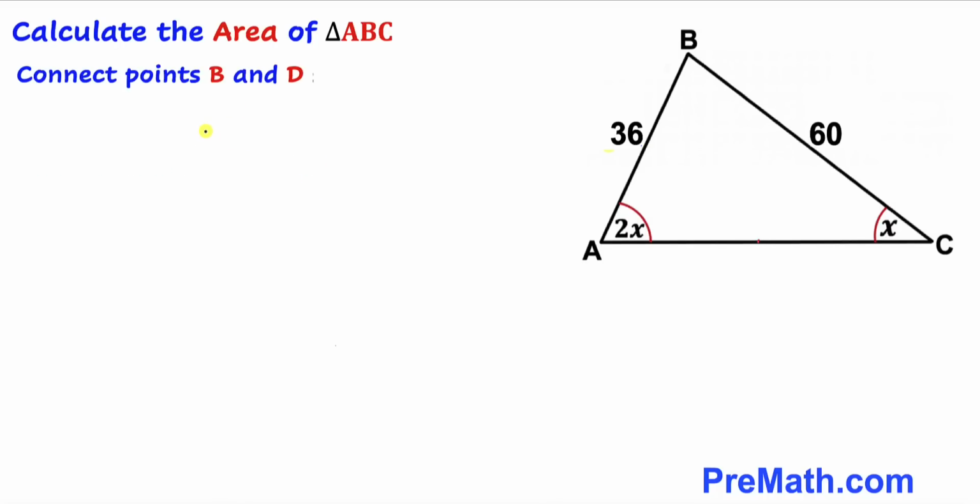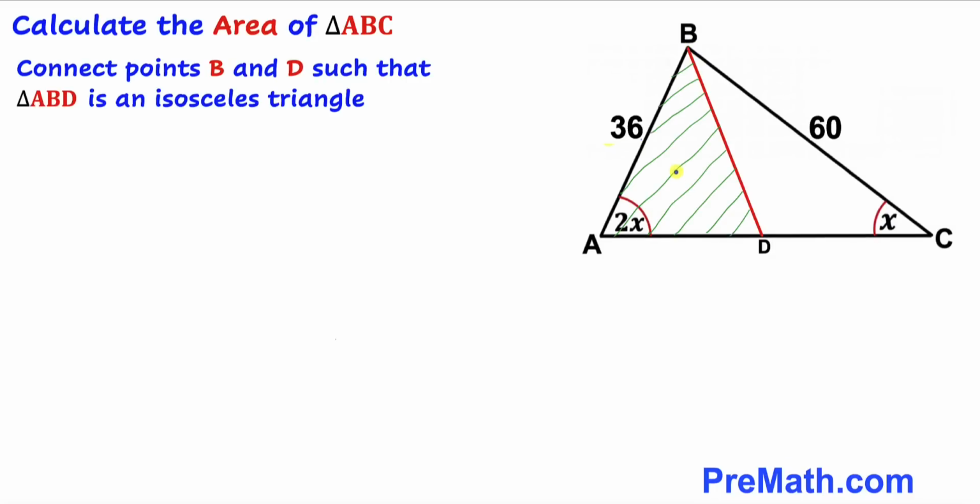And here's our very first step. Let's connect this point B with some point D on this line segment AC, such that this triangle ABD is an isosceles triangle. In other words, this side length AB is equal to this side length BD. If this is 36 units, this has got to be 36 units as well.